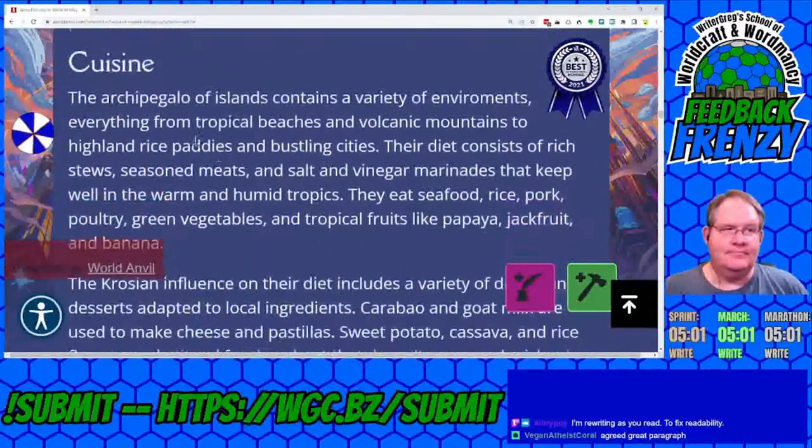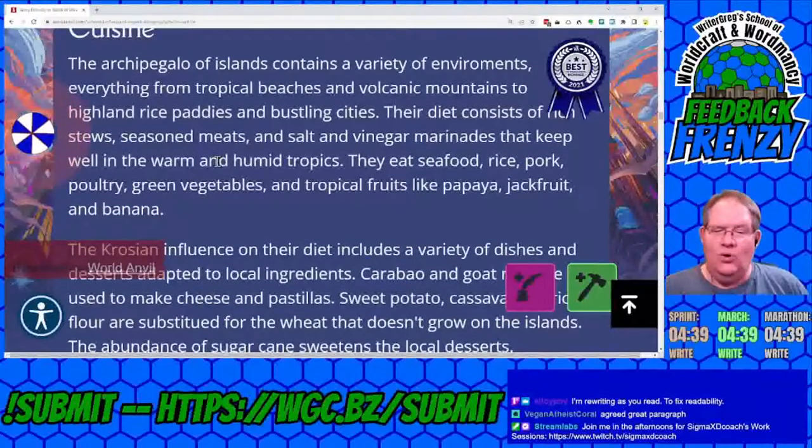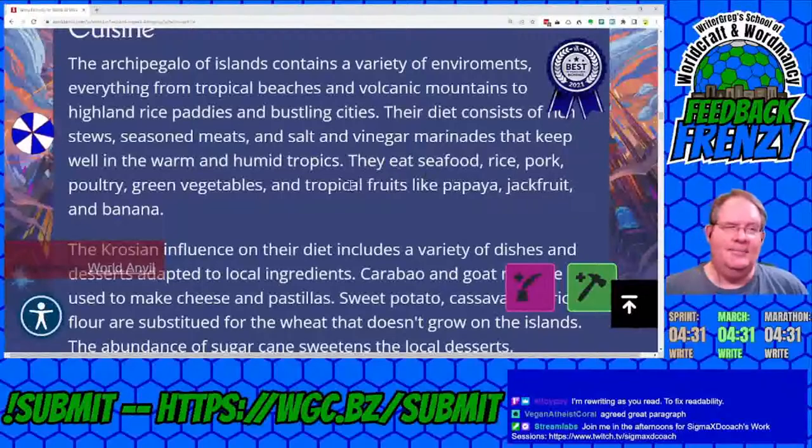Cuisine. The archipelago contains a variety of environments, everything from tropical beaches and volcanic mountains to highland rice paddies and bustling cities. Their diet consists of rich stews, seasoned meats, and salt and vinegar marinades that keep well in the warm and humid tropics. They eat seafood, rice, pork, poultry, green vegetables, and tropical fruits like papaya, jackfruit, and banana.